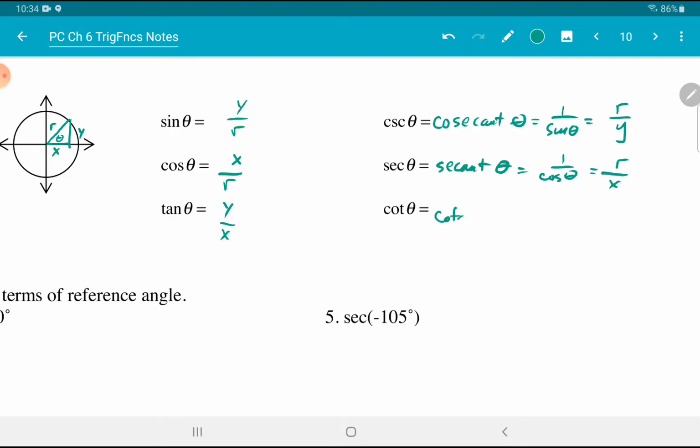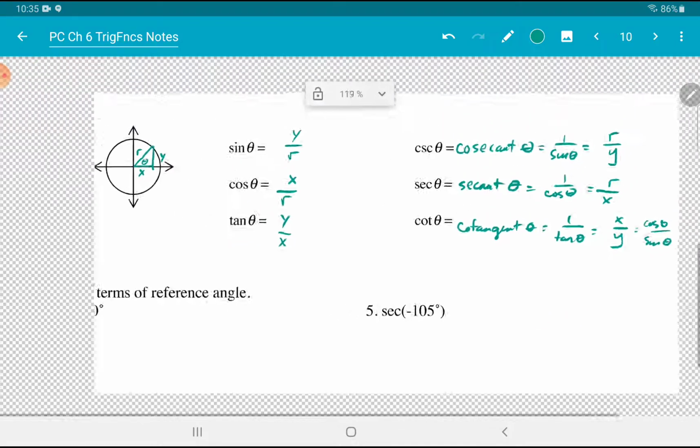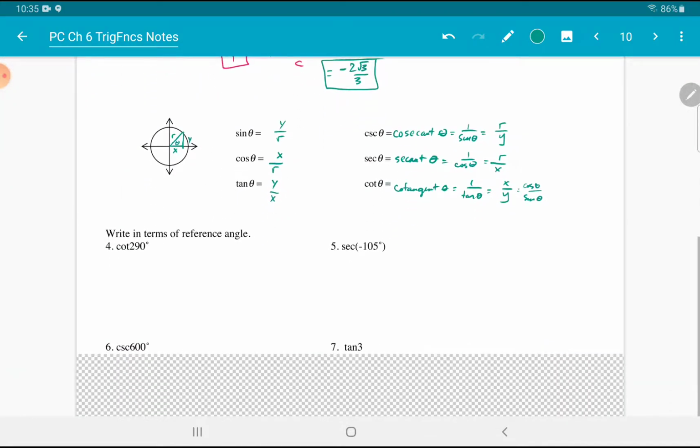The next one is cotangent of theta, which is 1 over tangent, and that's the same as x over y. Or you can also think of it as cosine over sine. If tangent was sine over cosine, then cotangent is cosine over sine. Those are basically our reciprocal trig functions, and you can apply them the same way that you would with any other trig functions.